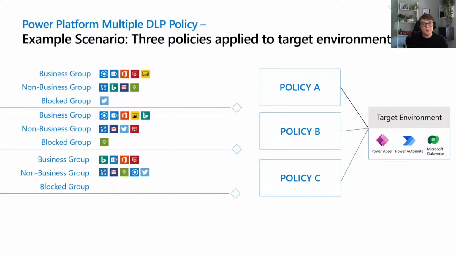So we've got three policies now applied to the target environment, policy A, B, and C, and they are all evaluated when an application or flow is trying to run in that target environment. So let's look at the same exercise again, where we split it out into the groups.